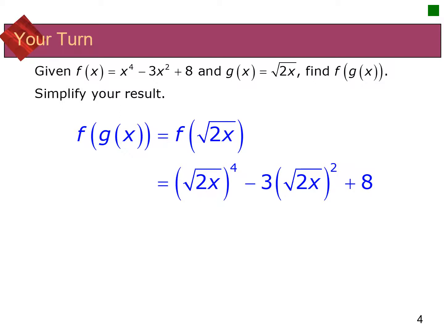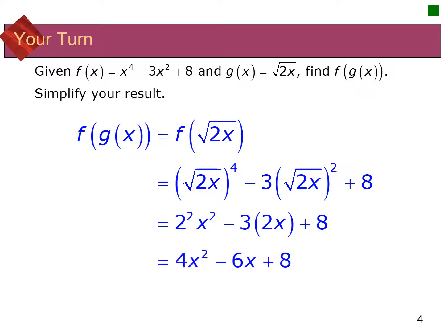Now, when I take fourth powers and square roots, that will get rid of the radical. In the case of the first one, I'm going to end up with the quantity, basically 2 squared times x squared, or basically the quantity 2x squared. The square root of 2x squared is just going to be 2x, and of course the plus 8 just kind of keeps going along for the ride. So I'm going to end up with 4x squared minus 6x plus 8 as being the function f of g of x.